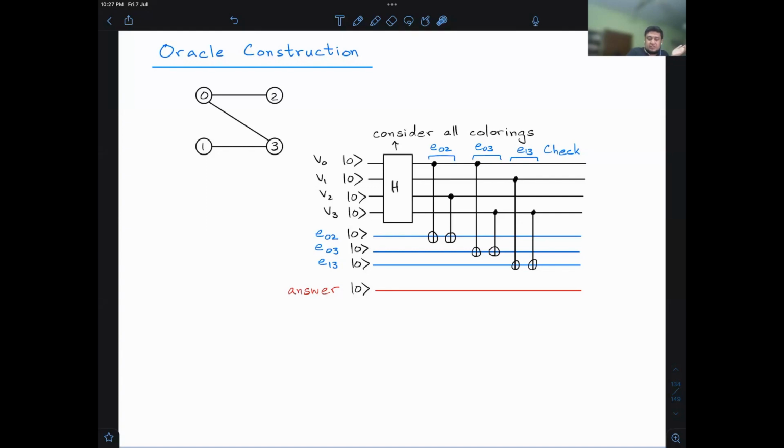The reason I've colored them differently is just to identify that these are the vertex qubits, these are the edge check qubits, and this is the answer qubit. Other than that, there is no difference. It's just one circuit, right? It's just to distinguish the logical reason that they're being used for. These are vertex qubits, these are the edge check qubits, and this is the answer qubit.